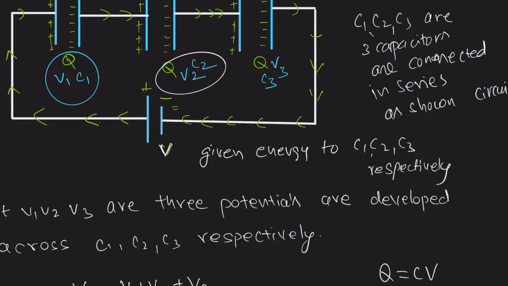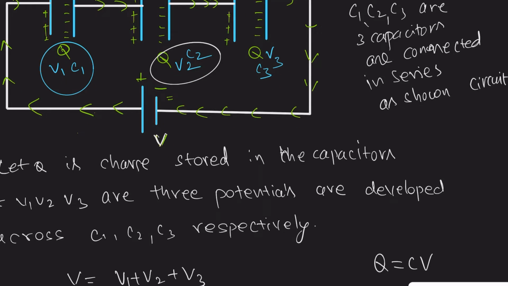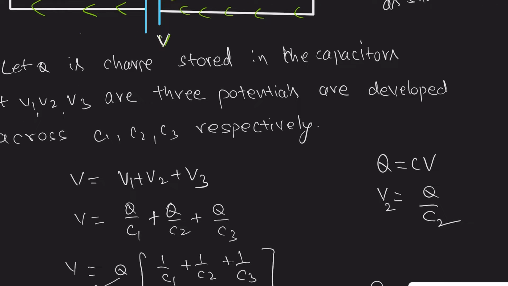Let Q be the charge. Don't write the given energy by the battery and energy received by C1, C2, C3. Let Q be the charge stored in the capacitors. Next, let V1, V2, V3 be the three potentials developed across C1, C2, C3 respectively. We know V is equal to V1 plus V2 plus V3.